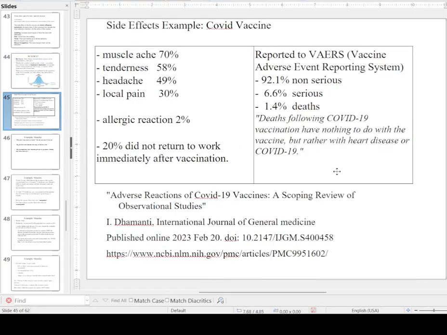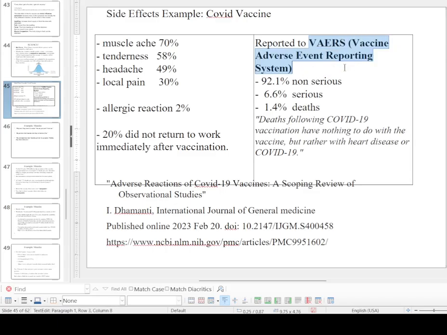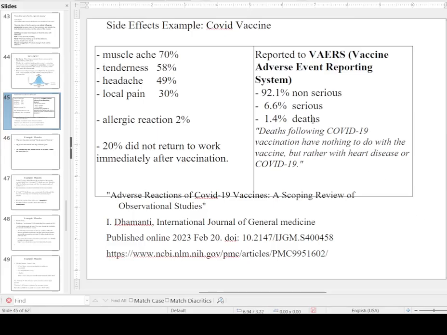There are serious side effects to the COVID vaccine, and here they are. Well, as of 2023, this is called the VAERS, Vaccine Adverse Event Reporting System. And it's tracking the people who reported it. So there could be people who had adverse reactions but did not report it. But if it's that mild that they felt it was not reportable, then it's going to be over here.